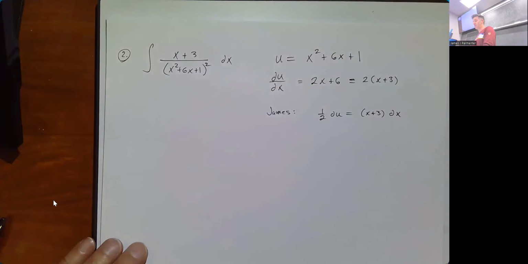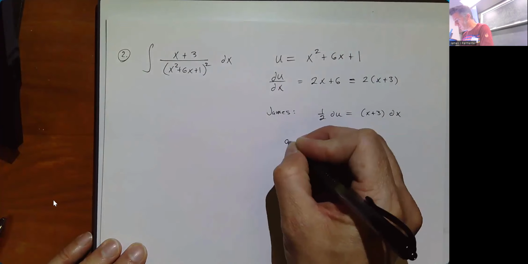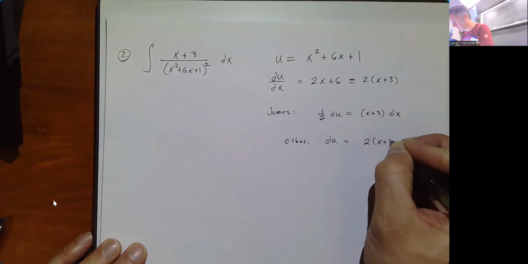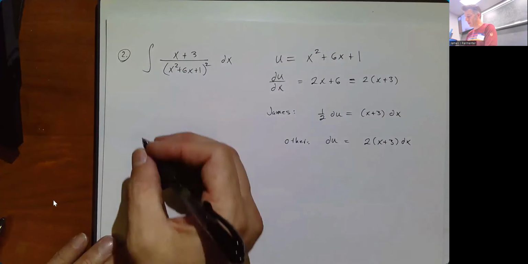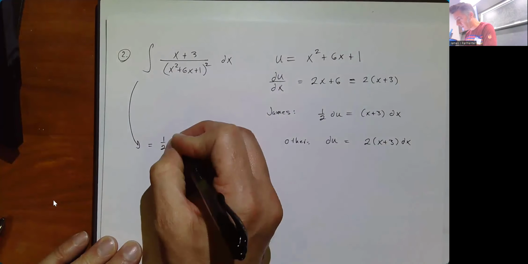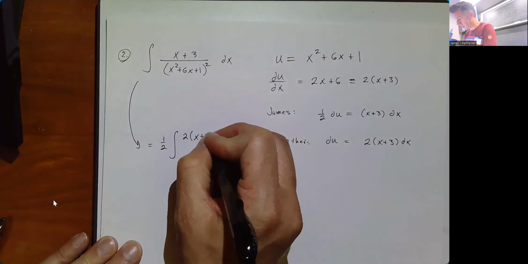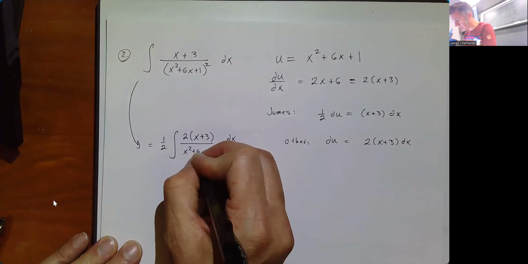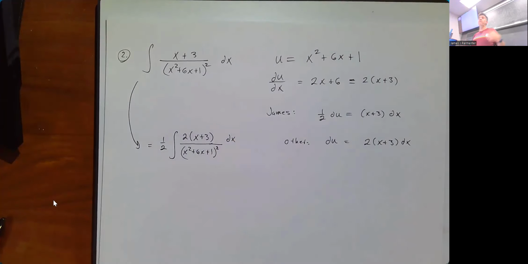But other people would do something else. Other people might just say du is equal to 2 times x plus 3 times dx, and then they would fix their integral. They would say, I'm going to rewrite this integral as 1/2 times the integral of 2 times x plus 3 times dx over x squared plus 6x plus 1 squared. That is also a valid thing to do.